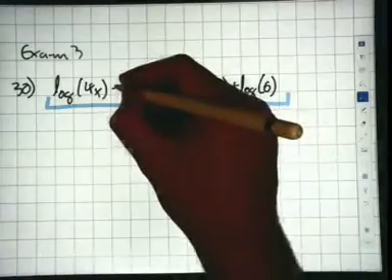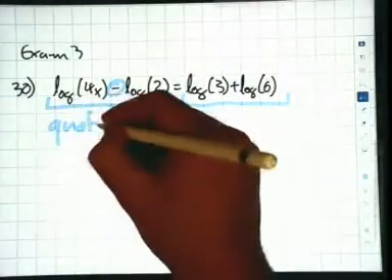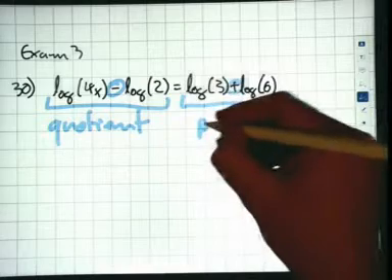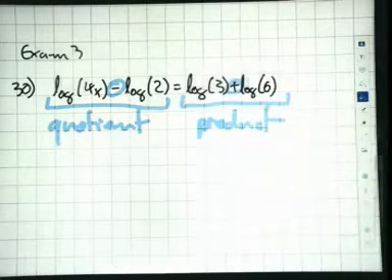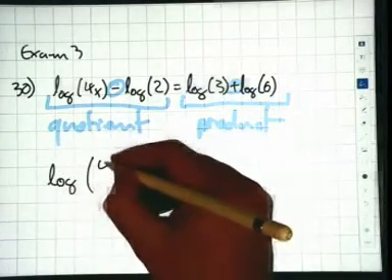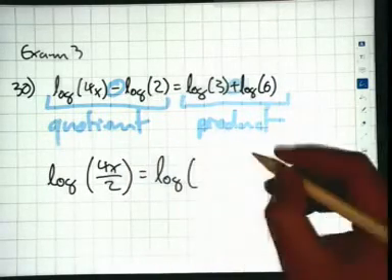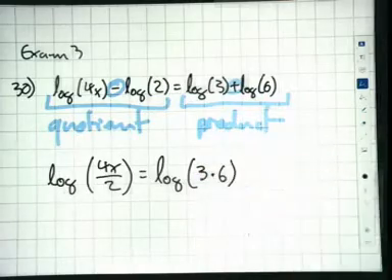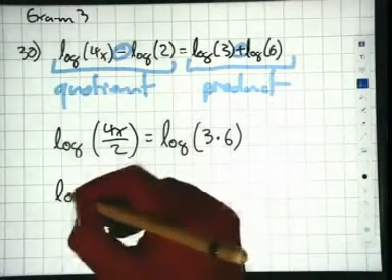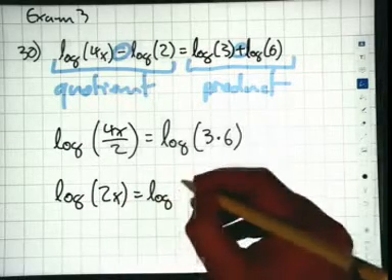Now, this has a minus sign. So what rule do we use? We use the quotient rule. And this has a plus sign, so we're going to use the product rule. So the quotient rule says that we now have the log of 4x over 2 is equal to the log of 3 times 6. Now the nice thing about this is I can go ahead and simplify. So this becomes the log of 2x is equal to the log of 18.